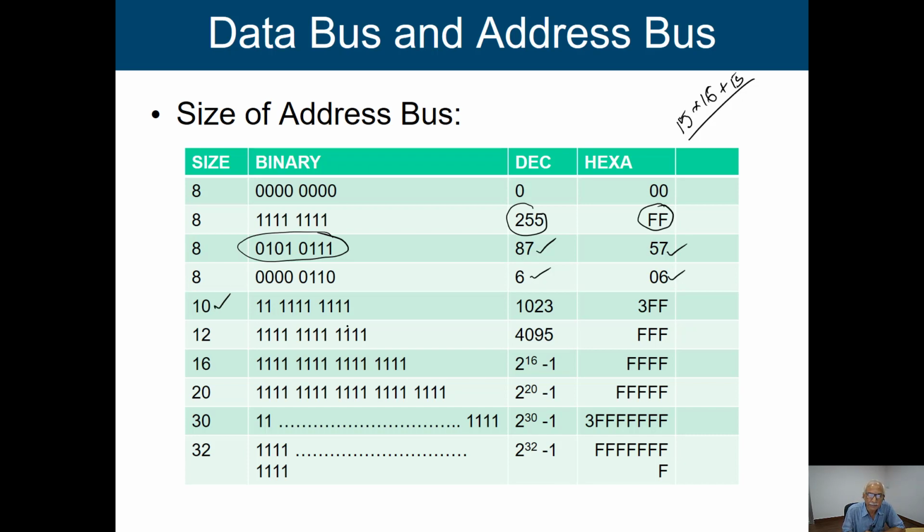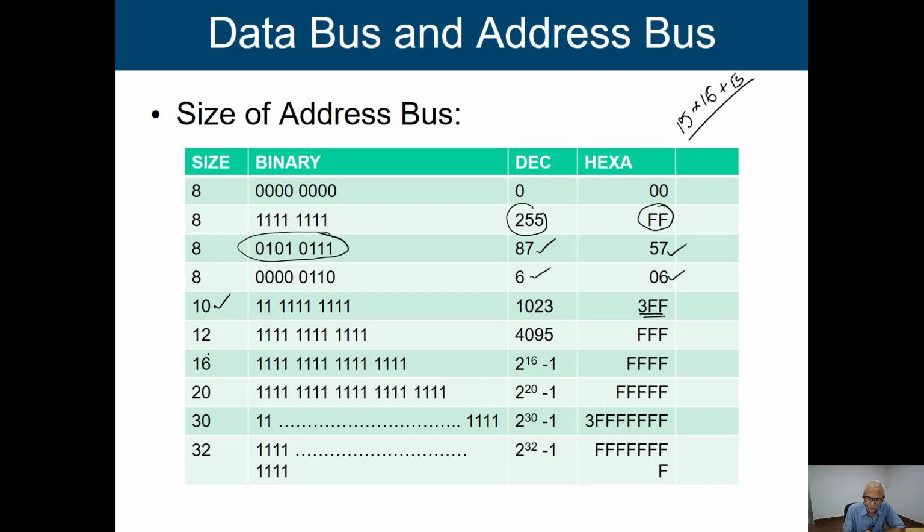Now similarly, if I am having an address bus of size 10, then what will happen? This is the maximum value, all ones. So this is 1023, the maximum value, that means it will go from 0 to 1023, and in hexadecimal we are going to write 3FF. So that means in this particular case we can indicate some particular memory location, and the total number of memory locations will be 1023.